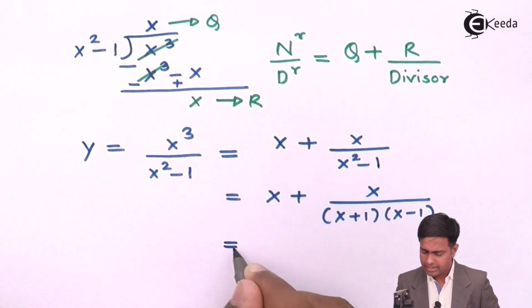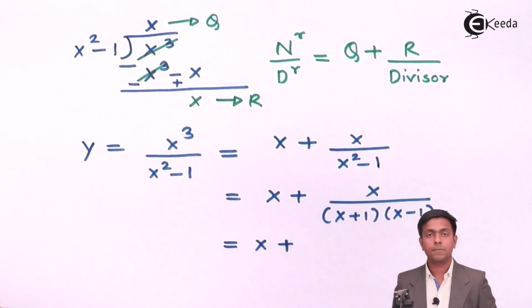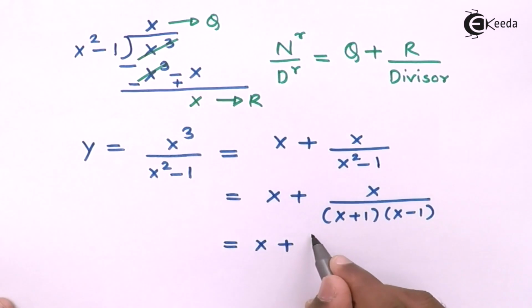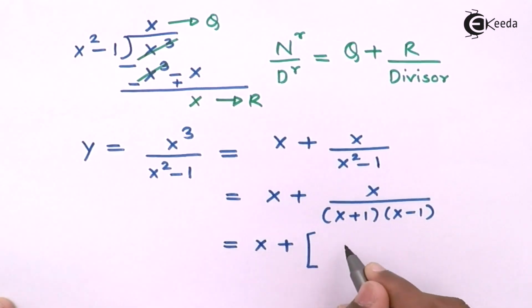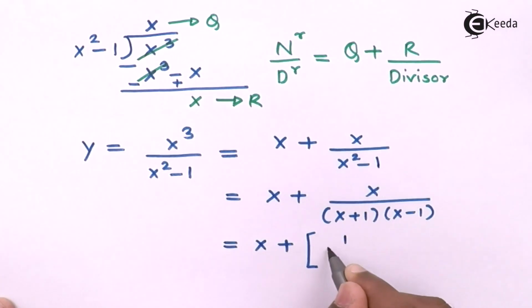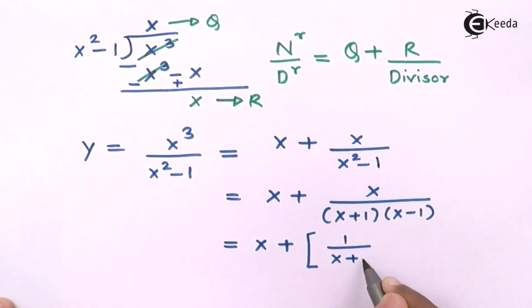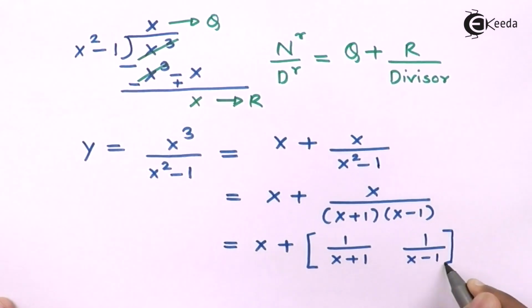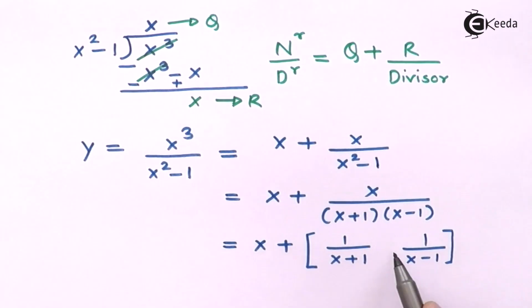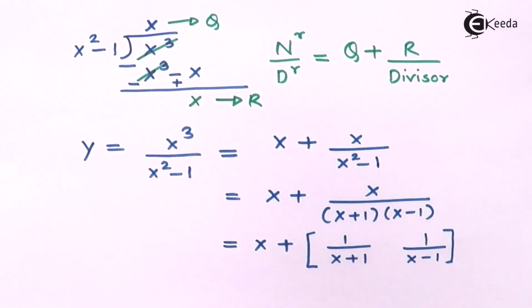So here I'll say, let's say it is x plus, now here we'll say it is 1 upon, let's say, x plus 1. Here we'll say 1 upon x minus 1. Now guys, what we have to do is we have to give here a sign in such a way that we will get this function again.